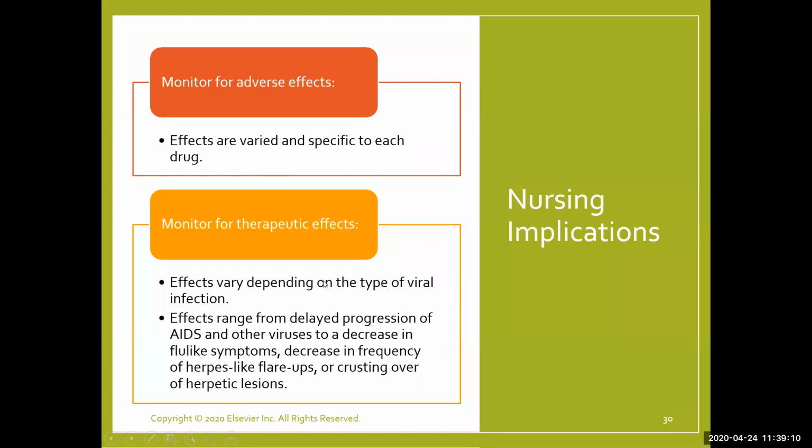And with our AIDS or HIV infections, we want to see an increase in T cells. That's getting really beyond what we need to be looking at here. But you want to see a decrease in flu-like symptoms, a decrease in herpes flare-ups, and you want to see crusting of herpetic lesions. That is the end of this lecture. It's pretty straightforward, these antiviral drugs that we're focusing on. Overall, the understanding of antivirals and how they work and how they're different than antimicrobial or antibacterial drugs is really important. And other than that, I wish you happy studying.